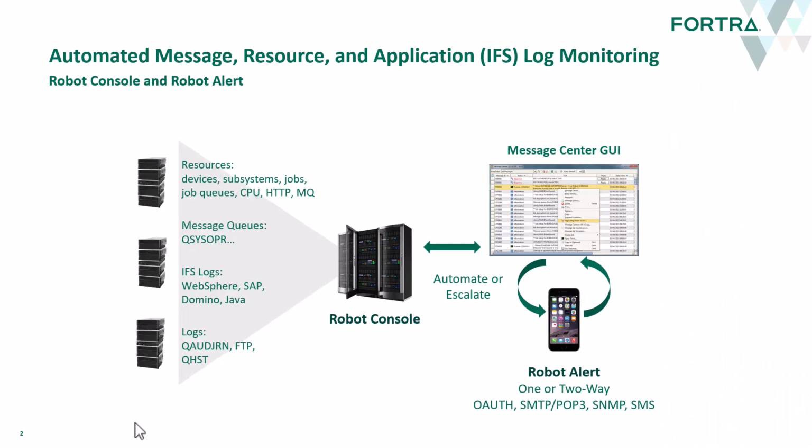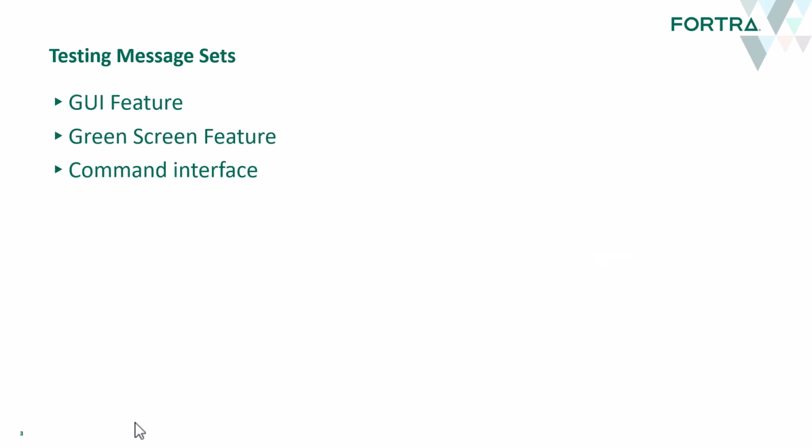As you know, Robot Console can monitor any of your resources on IBM i and escalate them off to Robot Alert. But what if you want to automate these events and automatically respond or suppress or provide some if-then-else logic around a message based on its content? We call those message sets. Think of them as rules. Those rules can be simulated and tested before the problem occurs.